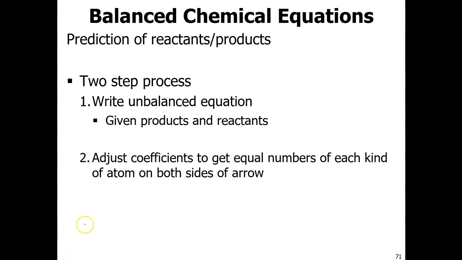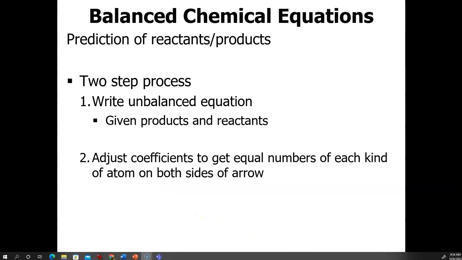In order to do this, the first step is to write the unbalanced equation on the piece of paper, whatever you're looking at, and just recognize what the reactants are and what the products are. And then we're going to use some tools and tricks to adjust coefficients to get equal numbers of each of the different kinds of atoms on both sides. So let's look at some examples for doing this.